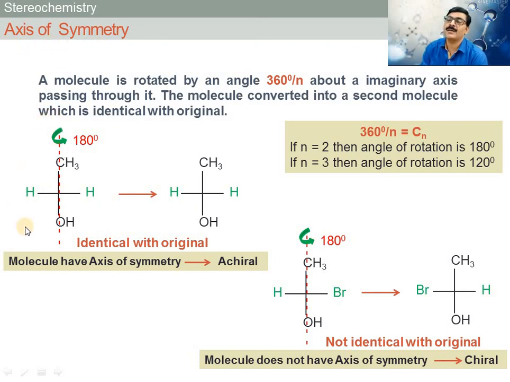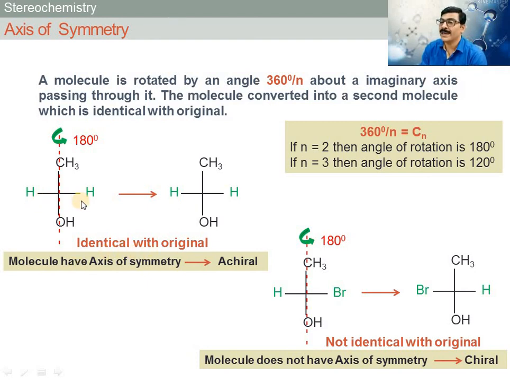Just for example, now here if you draw the imaginary axis from CH3 and OH group, and if you rotate this molecule with 90 degree, then such type of position is obtained. And again if you rotate this molecule with 90 degree, then such type of position is obtained. And if this position is identical with original, then such molecule contains here the axis of symmetry.